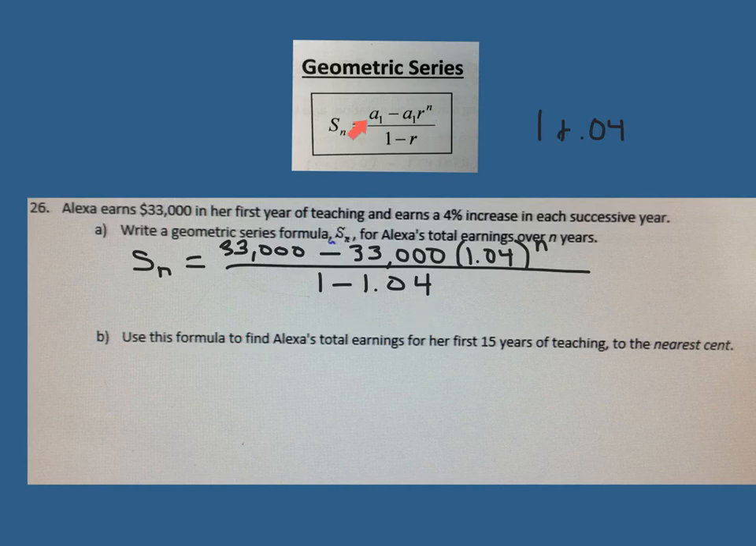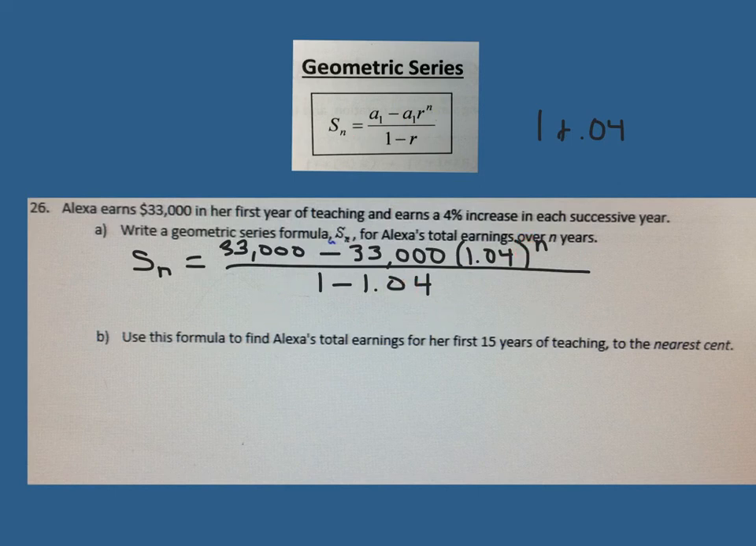So again, A sub 1 is 33,000. R is the rate at which her salary is increasing, so it's increasing by 100% of what she made plus 4% added onto that, which is 1.04. We're going to bring down the n. We want to leave it in terms of n.